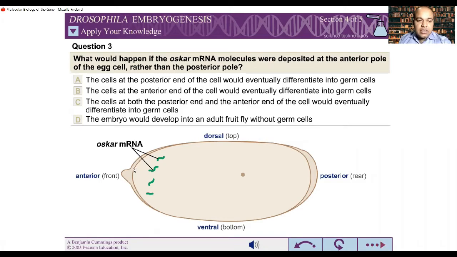In Drosophila melanogaster, instead of accumulating the Oscar in the posterior pole, it has been accumulated in the anterior pole. Now how the differentiation is going to take place, that we must visualize.